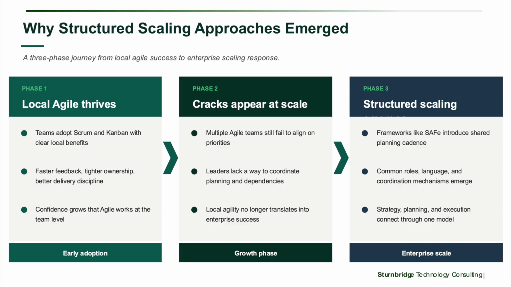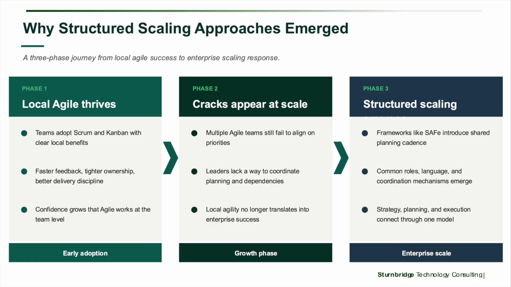Team-level Agile is genuinely valuable. It helps small teams organize work, improve transparency, create ownership, and learn quickly through iteration. Scrum and Kanban are still highly useful in enterprise settings. The problem is not that they stop working. The problem is that their scope has natural boundaries.